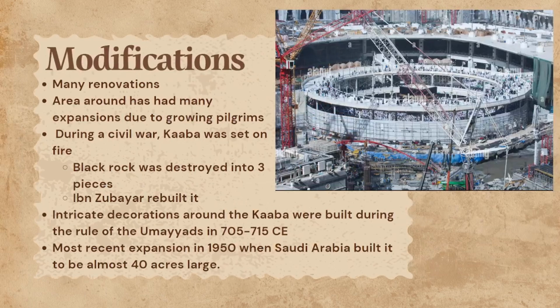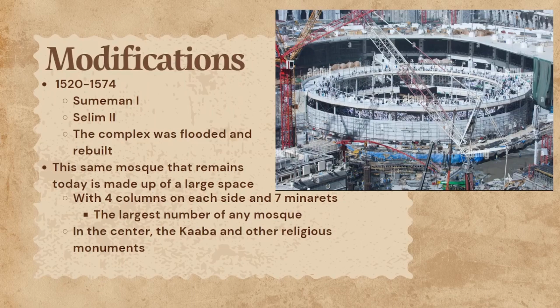The intricate decorations in the mosque that surround the Kaaba were built during the rule of an Umayyad caliph in 705 to 715. The most recent expansion was in 1950 when the government of Saudi Arabia expanded the mosque to now be almost 40 acres large. In 1520 to 1574, under the rule of Suleiman I and Selim II, the complex was heavily renovated.